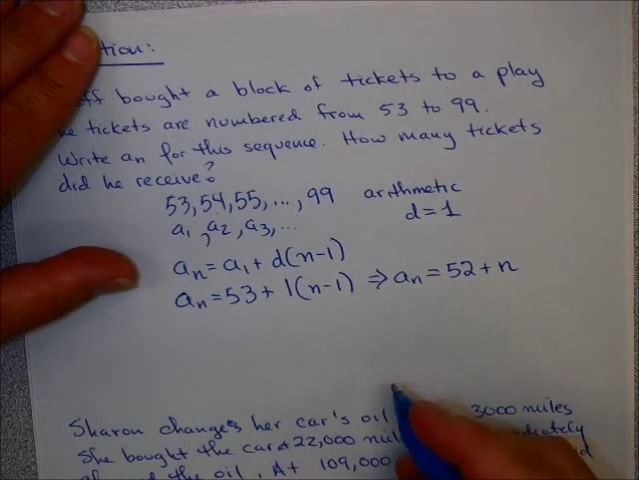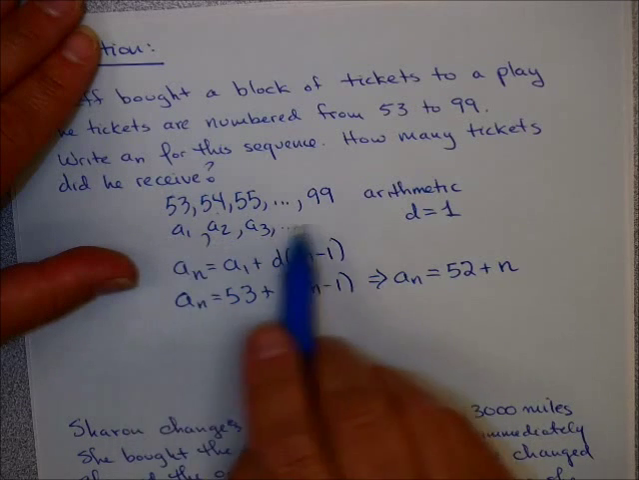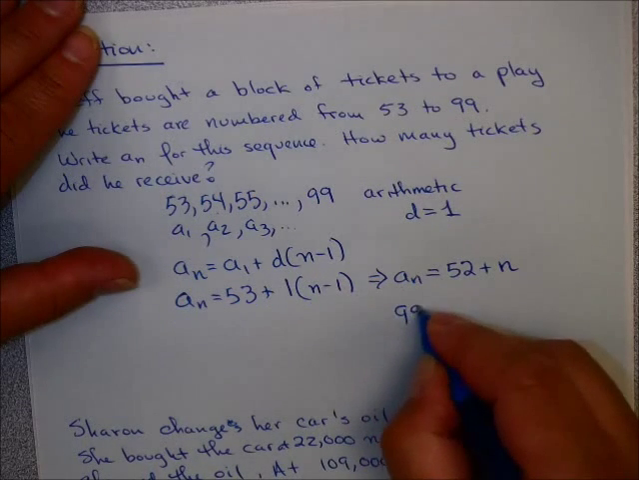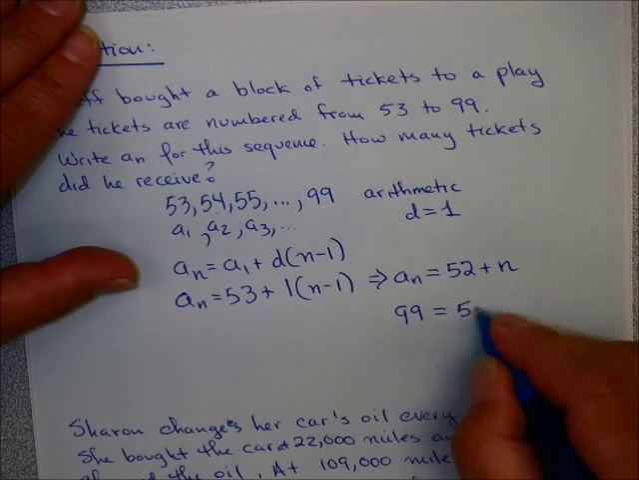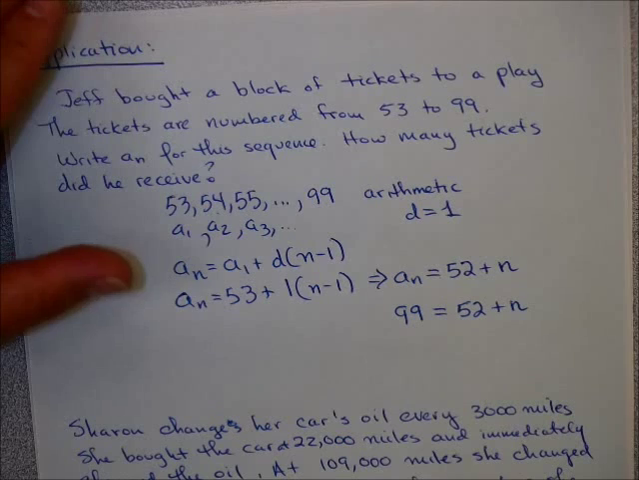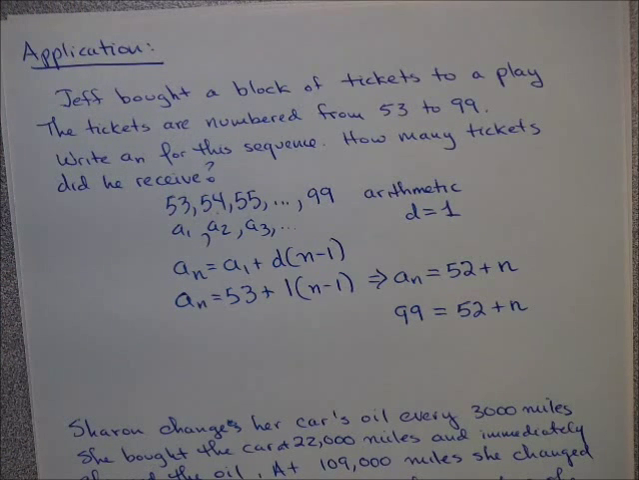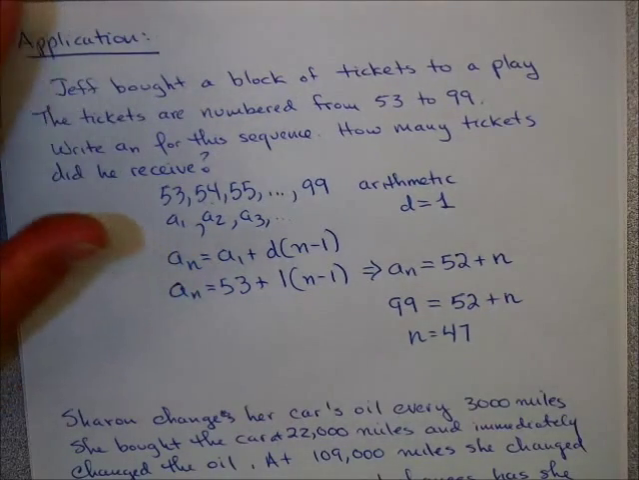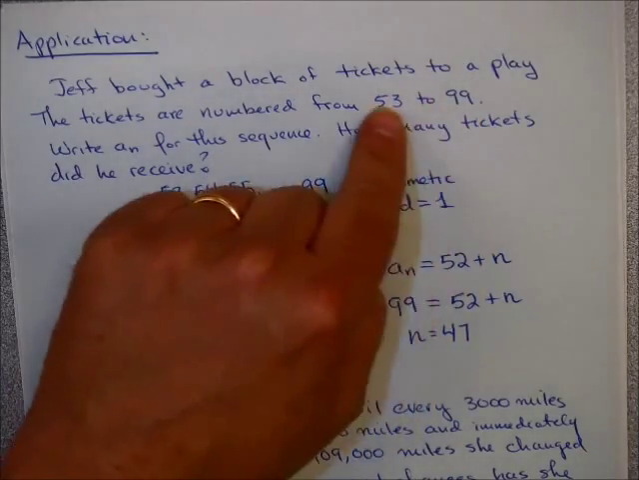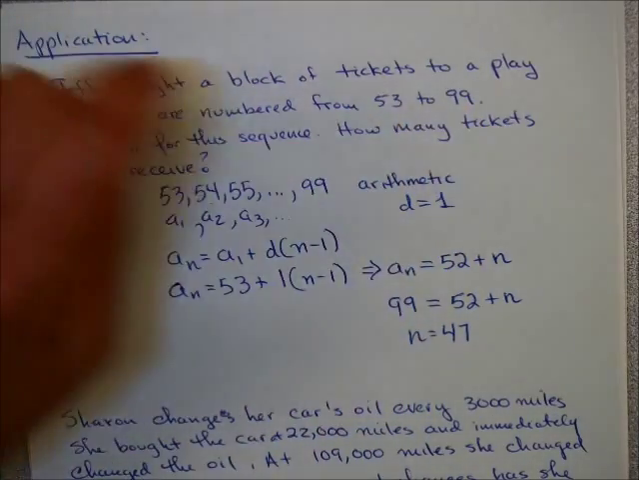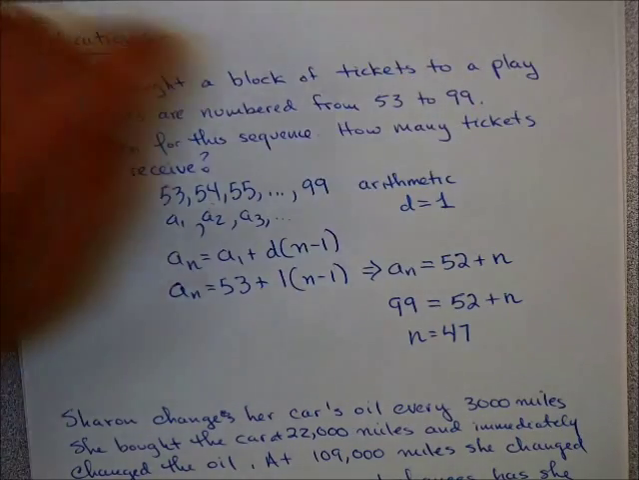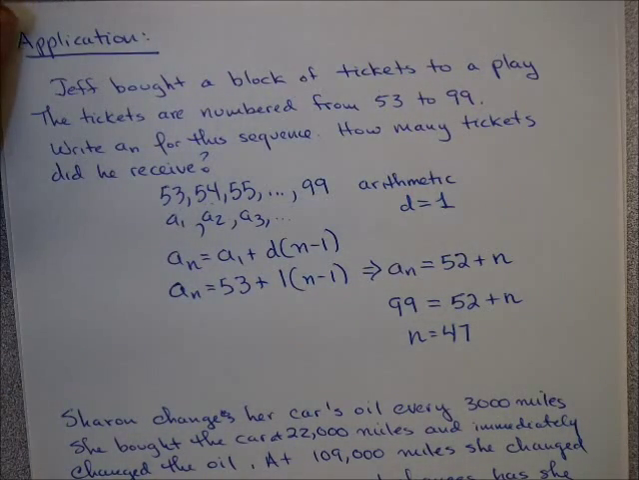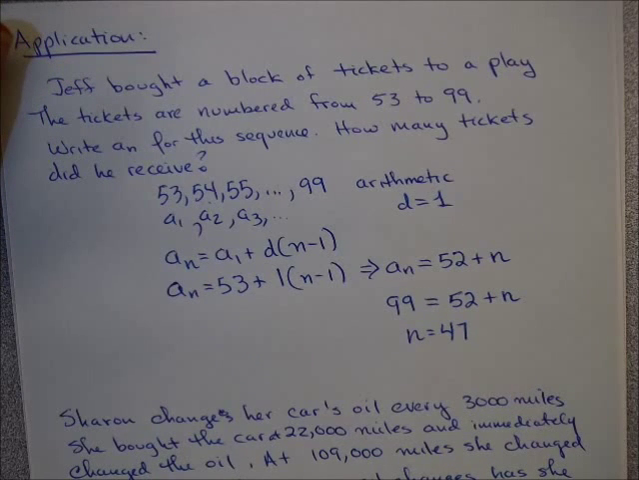How many tickets did he receive? Well, that would be how many terms are in the sequence. So I want to know if I'm at 99, how many terms do I have? So 99 minus 52 is 47. Now I want you to know that that is not 99 minus 53. If you're doing that, you're looking at the numbers in between these, and you're not including the endpoints. So that's why that's a little bit different than the answer would be if you just did subtraction. So there are actually 47 tickets in there.